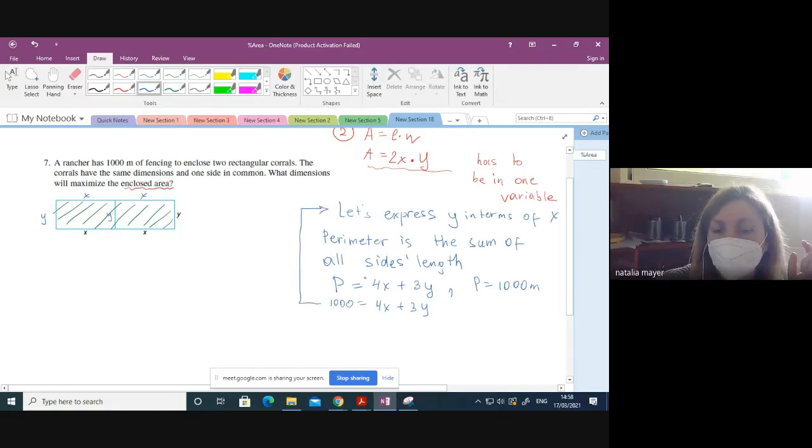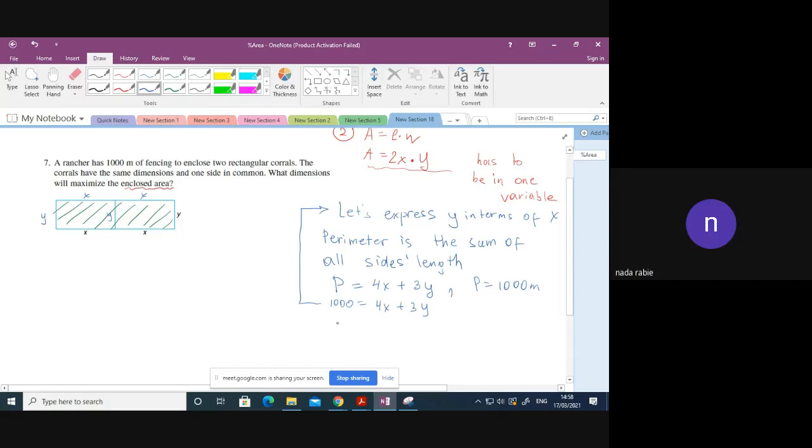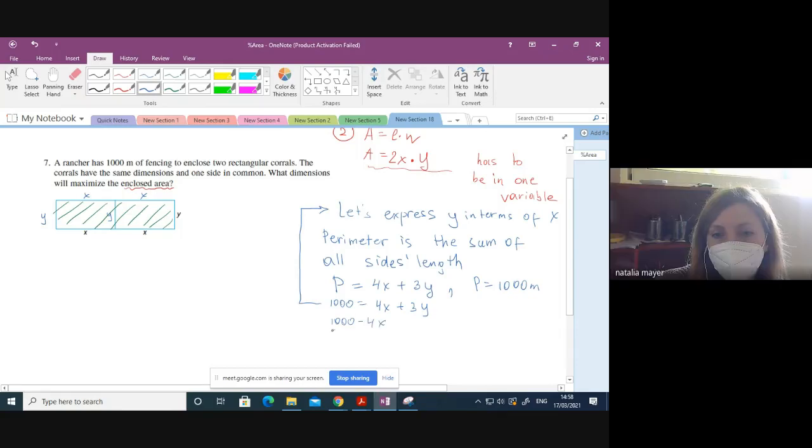You see how easy it is to get lost in all those steps. You have to always remind yourself, why am I doing this? What is my target? So would you be able to express y from this equation in terms of x? Basically, isolate y, right? Yes. So 1,000 minus 4x over 3 equals y. Absolutely. Guys, do you have any questions about it?